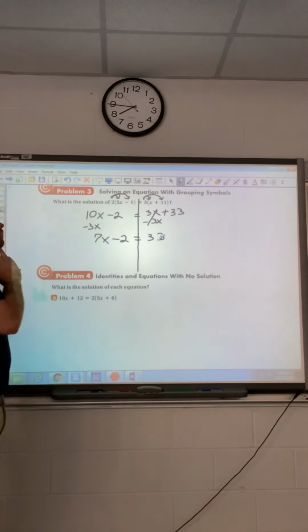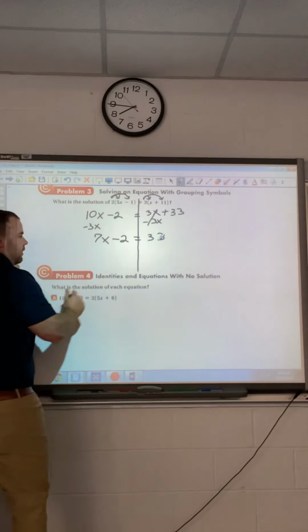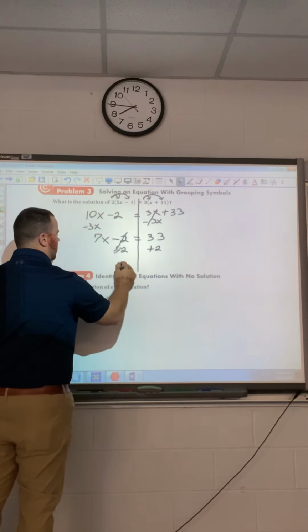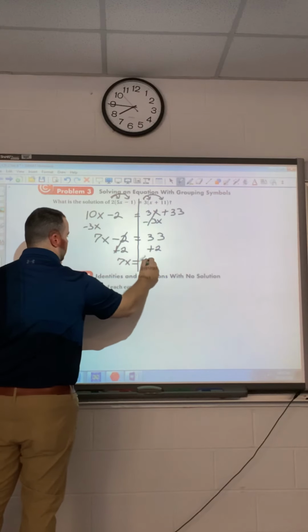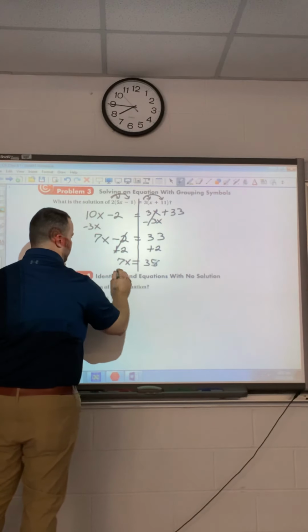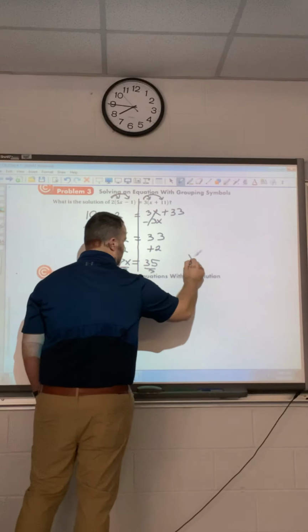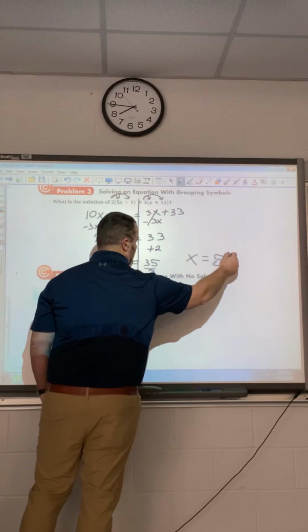All right, from here it's a two-step equation, just like what we were doing last week. So I'm going to add 2, that's gone, gives me 7x equals 35, divide by 7, and x will equal 5.